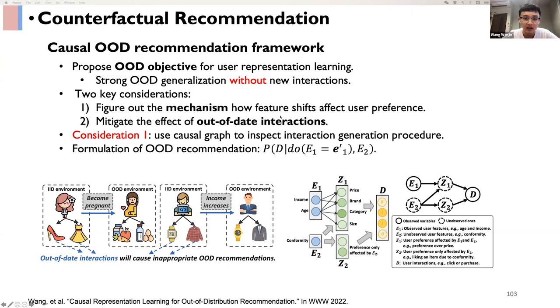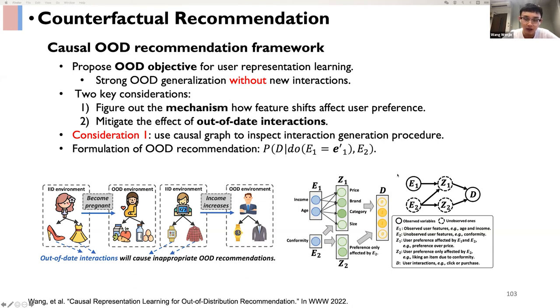In this formulation, we can use a causal graph to inspect the interaction generation procedure to find how the user features affect the user preference. We abstract the relation between them in this causal graph. User features affect user preference, and user preference decides the user interactions. The user features are divided into observed, E1, and unobserved, E2.